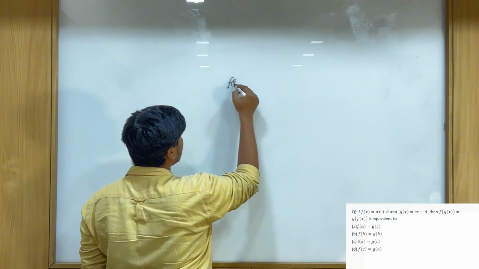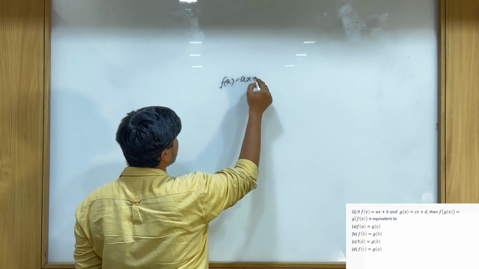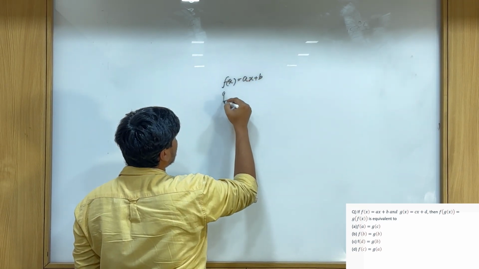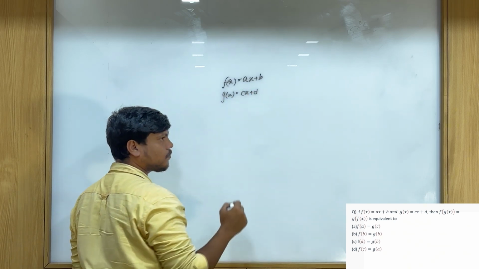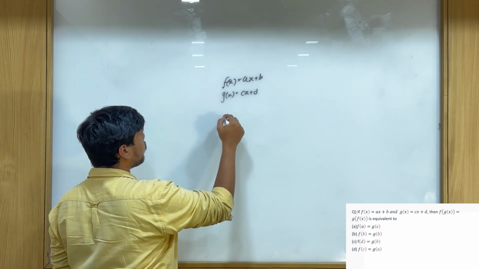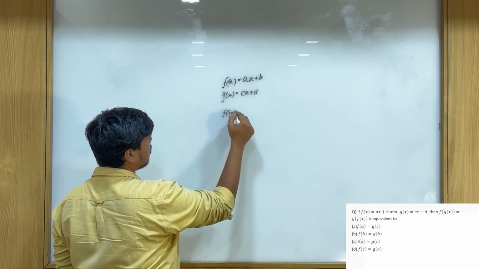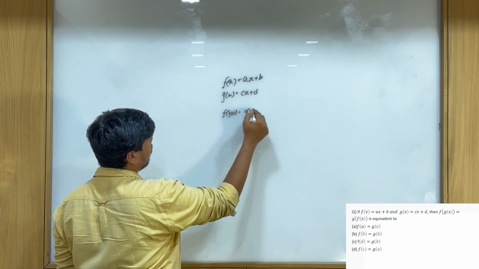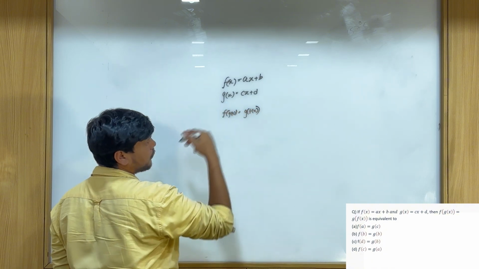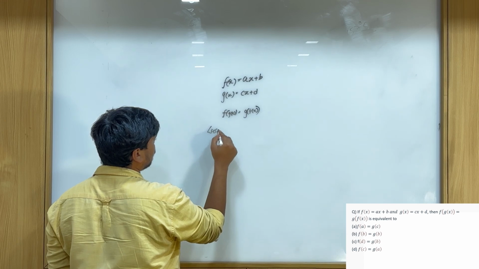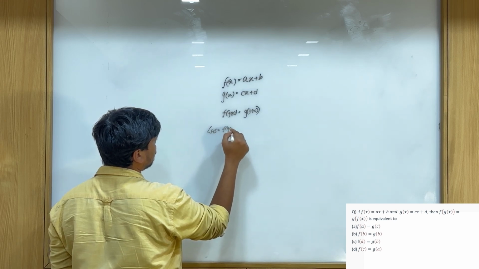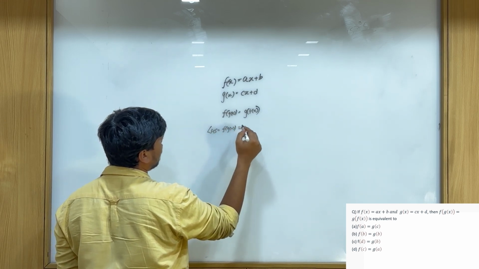We have f of x equals ax plus b, g of x equals cx plus d, and also we know that f of g of x is equal to g of f of x. Now, if I just find the LHS first, that is f of g of x, what do I have?